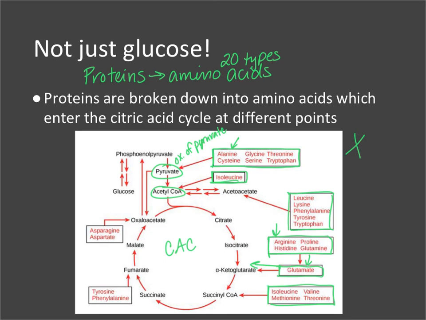So like I said, you don't have to memorize this. Just know that proteins are used for energy by first getting broken down into their amino acids, and then the amino acids go into the different reactions of cellular respiration, depending on what kind of amino acid they are.